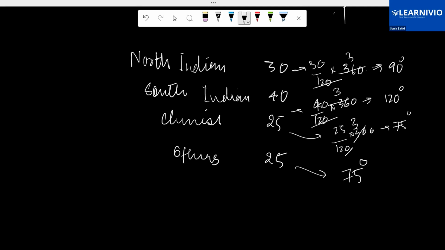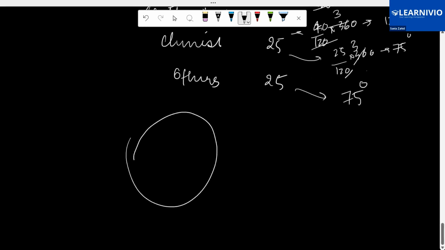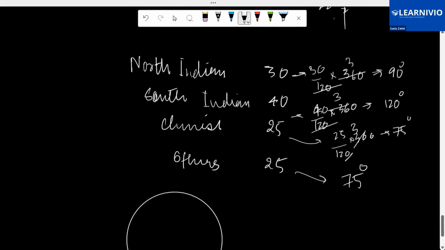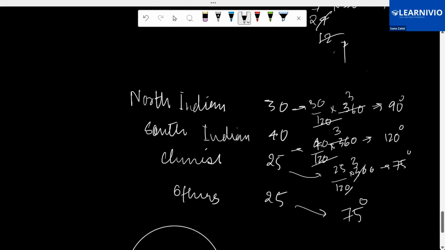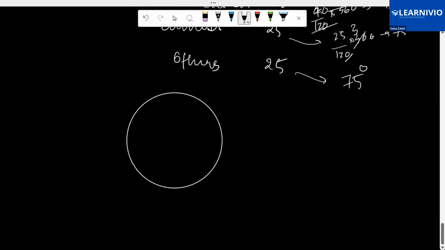So now what you do, you take a circle. Sometimes you have angles that can be drawn very easily, for example 90 degrees. You have a center, so you can draw one line like this, and a perpendicular line like this. You can easily guess that this is 90 degrees. No need to use the protractor for this. Okay, this is North Indian.